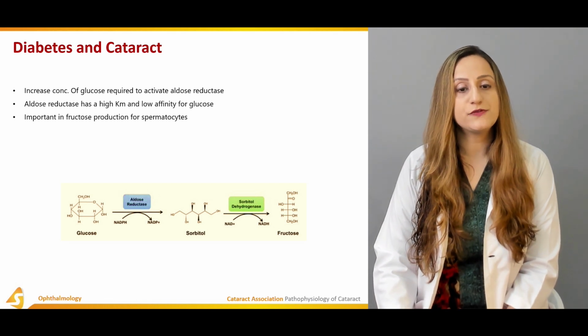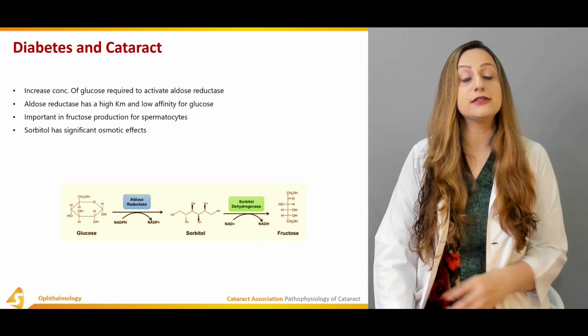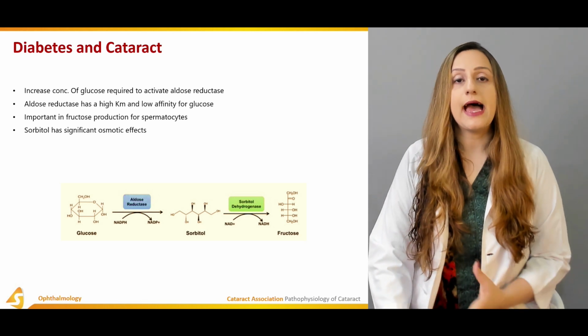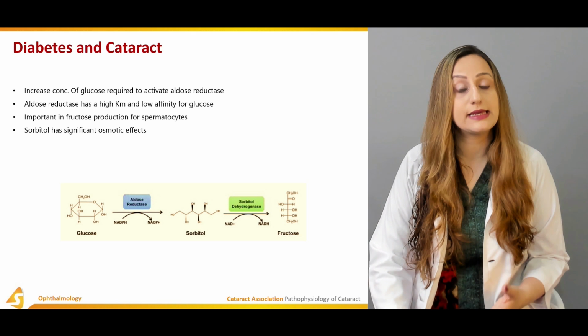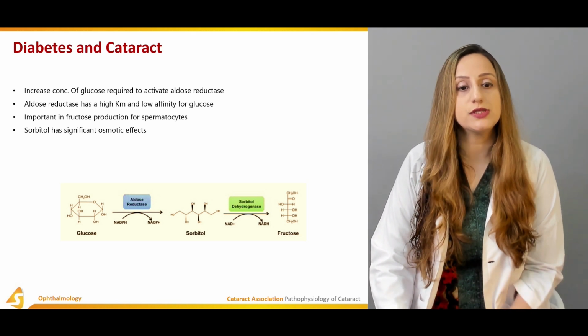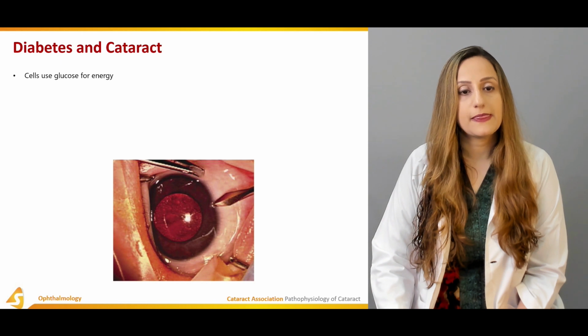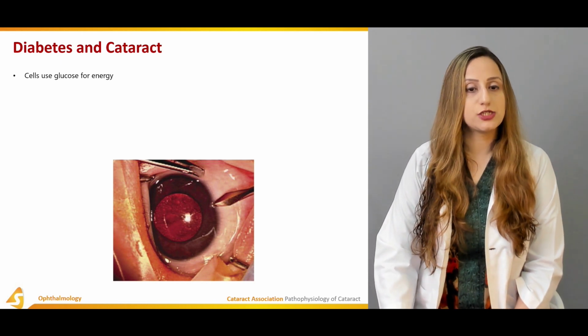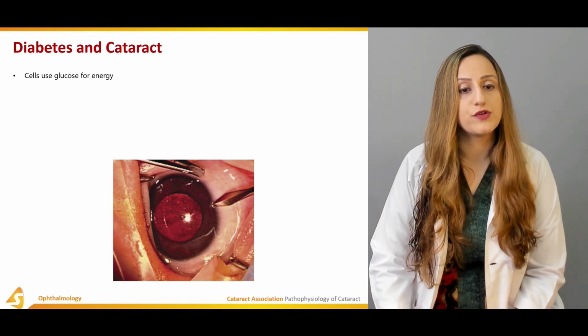The importance in the fructose production for spermatocytes is again very important over here. The sorbitol has significant osmotic effects, and due to these osmotic effects, it is causing the influx of the water inside the lens, and finally the cataract formation is resulting through this pathway. Cells use glucose for energy. This is one of the factors that we have to keep in our mind over here.